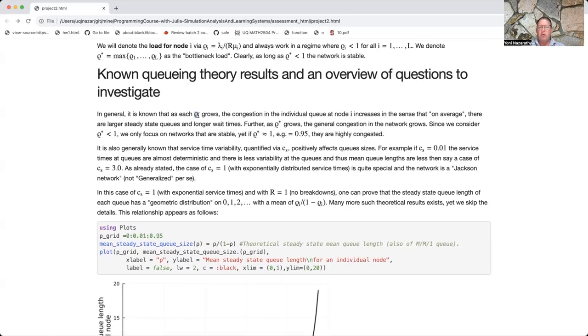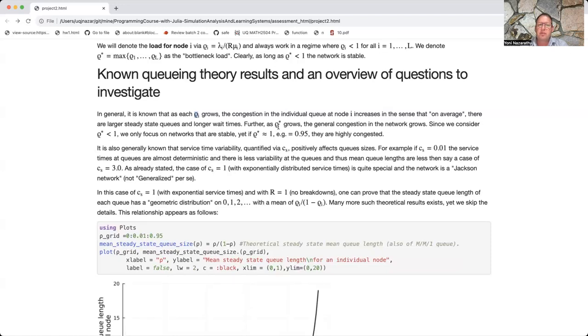So as rho_i, the load of the node, grows, we're going to get bigger queues. What do I mean by bigger queues? Queues fluctuate: there's nobody in the queue, one person, two people, 3 jobs, 4 jobs, and so on. But if you take a time average and look at the steady state number of jobs in the queue, that steady state mean is going to grow, or that distribution will generally be higher. It will have higher descriptors, etc.